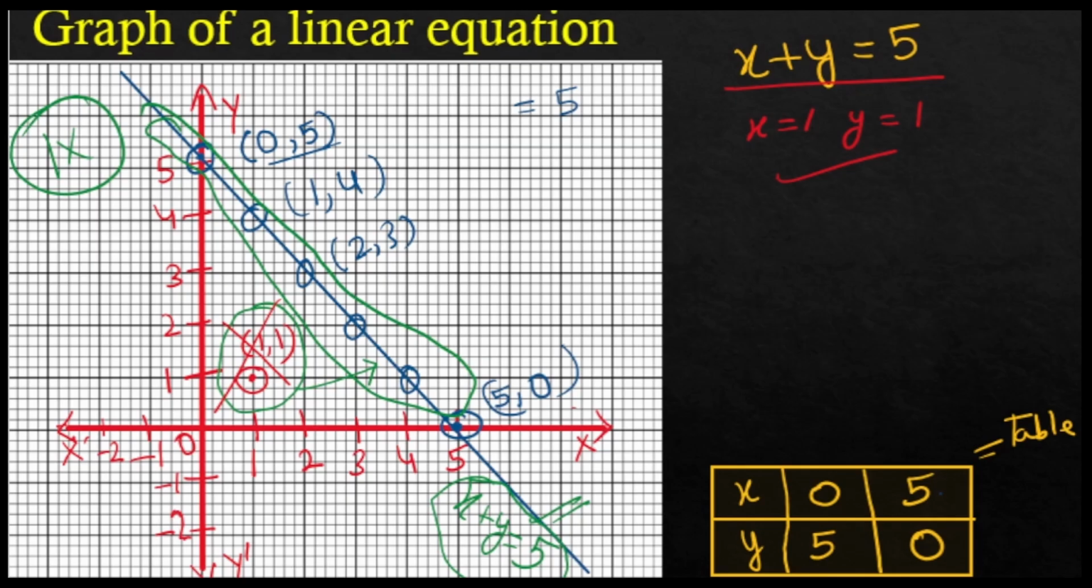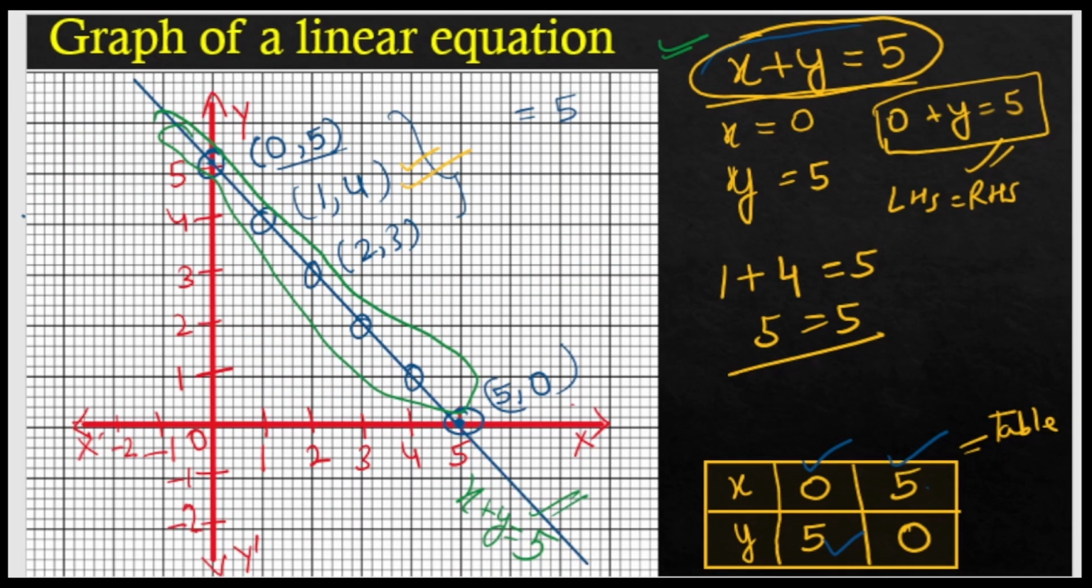Any point that lies on this line, on this blue line, is a solution. And if any point lies anywhere else rather than this line, then that is not a solution for this linear equation.